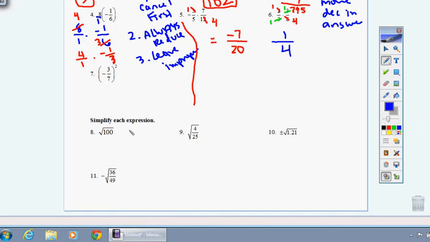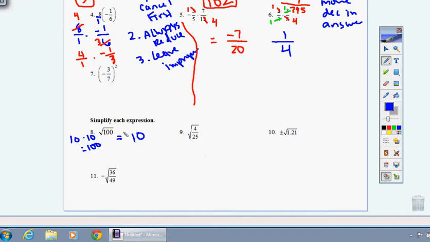Alright, let's get into some square roots now. The square root of 100, what does that mean? It means what times what gives me 100. Well, 10 times 10 gives me 100. So because 10 times 10 equals 100, that means the square root of 100 is 10.